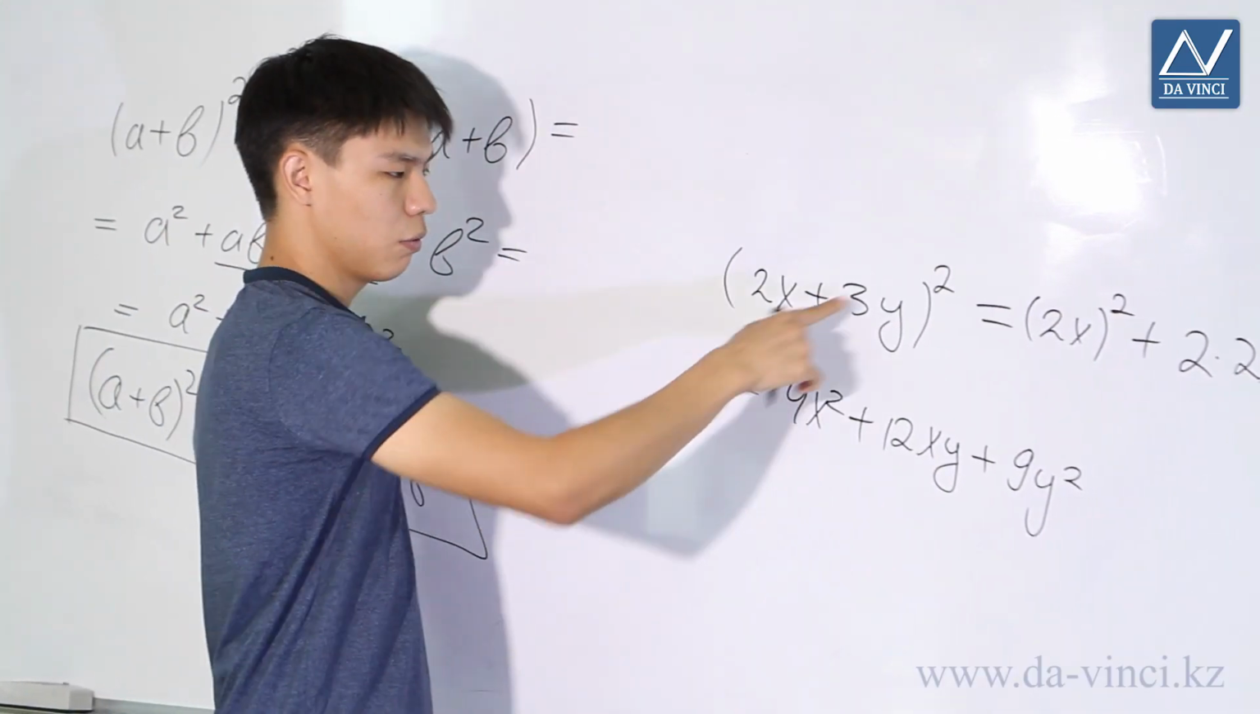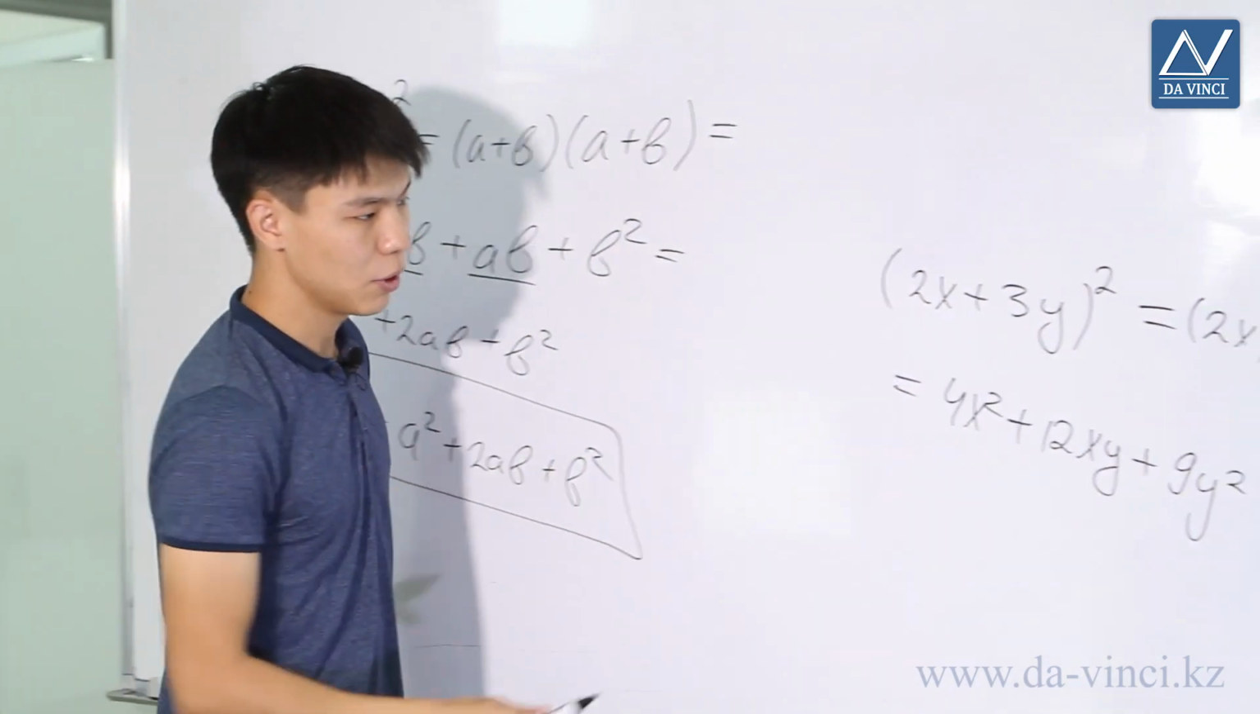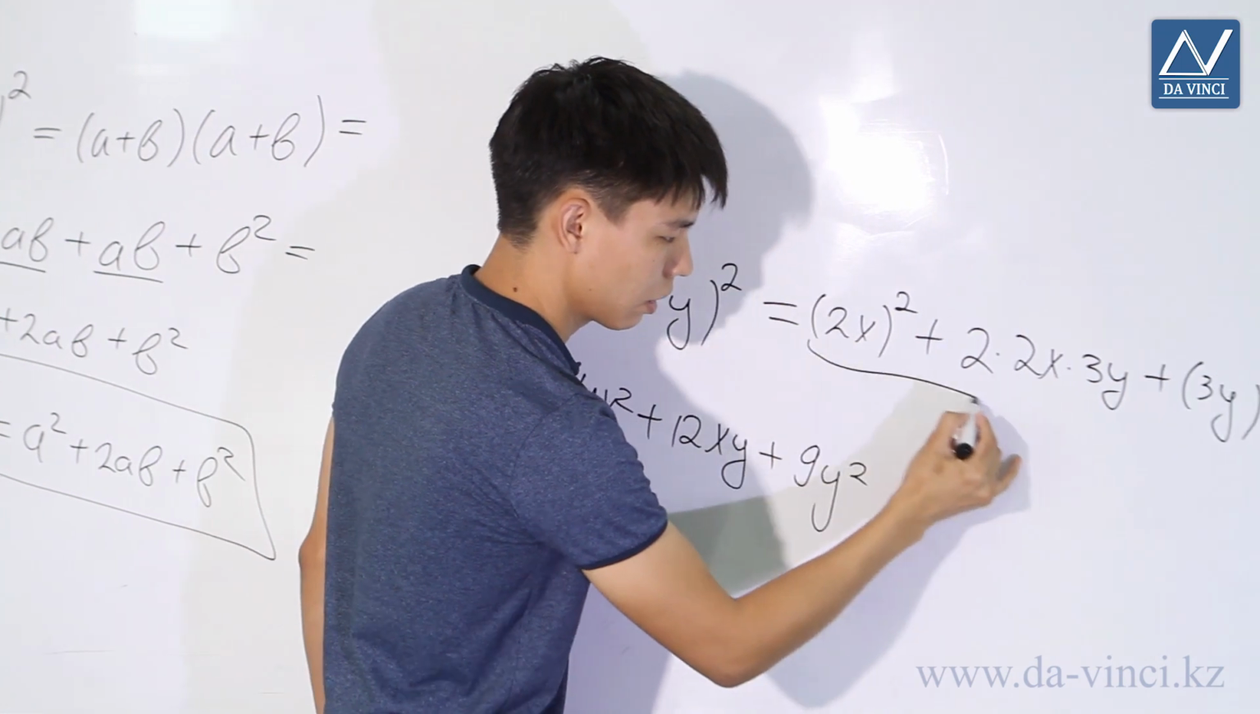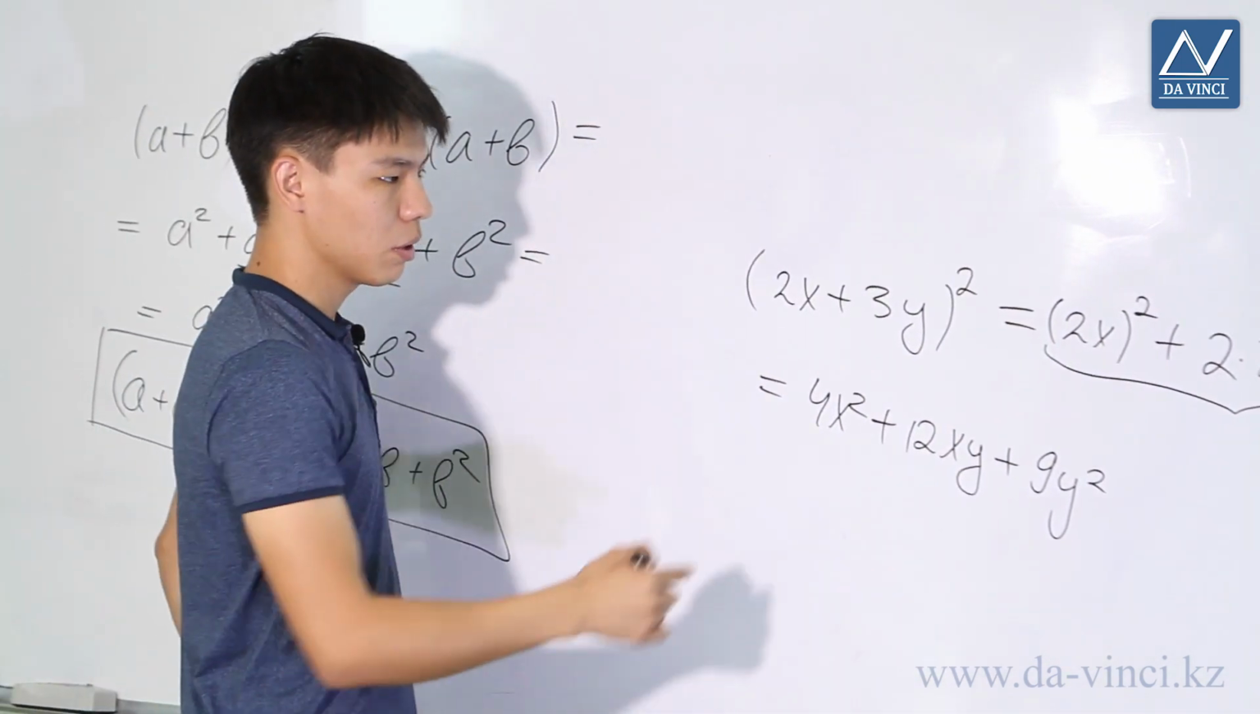Revealing this, we use the square of the sum formula. Note that we need this stage only the first time. After you get used to the formula, you might choose to write only the result.